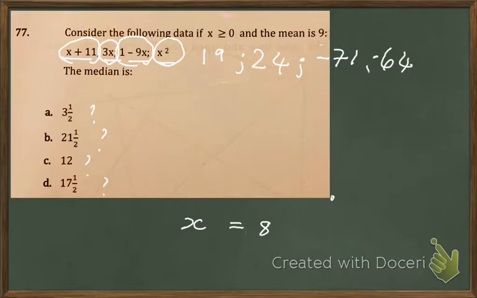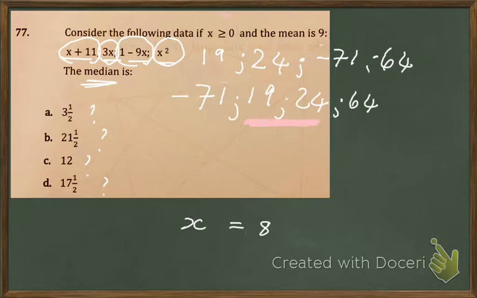All right, so as we rearrange this in order to find the median, the first smallest data element is minus 71, the next one is 19, the next one is 24, and the next one is 64. Because this is an even number of data elements, there is no middle value. And so what we're going to do is simply take the 2 middle values and add them.